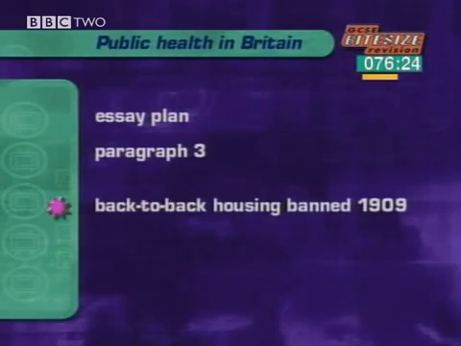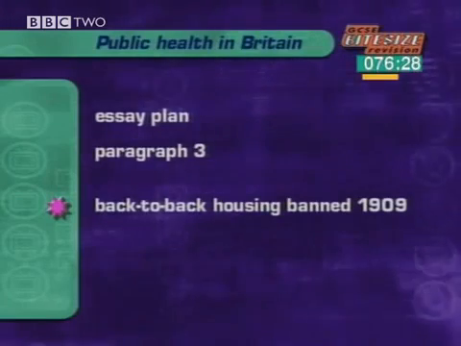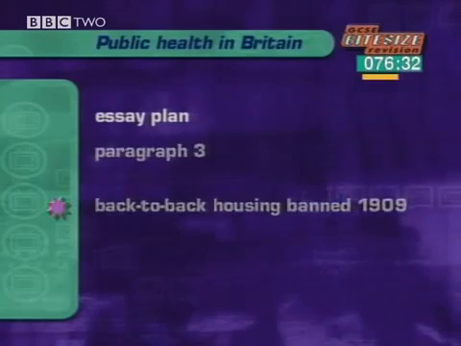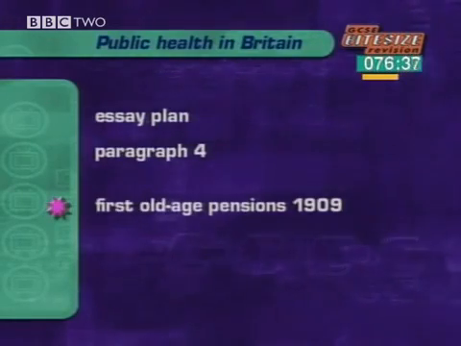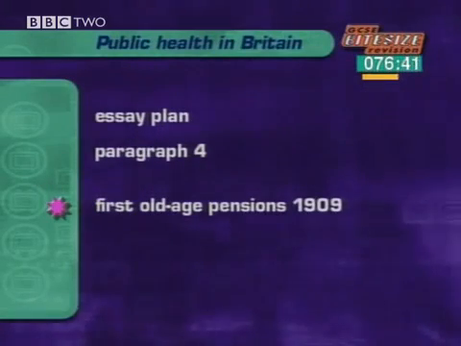Paragraph 3 could cover the banning of back-to-back housing in 1909, helping to improve conditions for millions of working-class families. Paragraph 4 could deal with the introduction of old age pensions, also in 1909, to give people some means of support when they were too old to work.